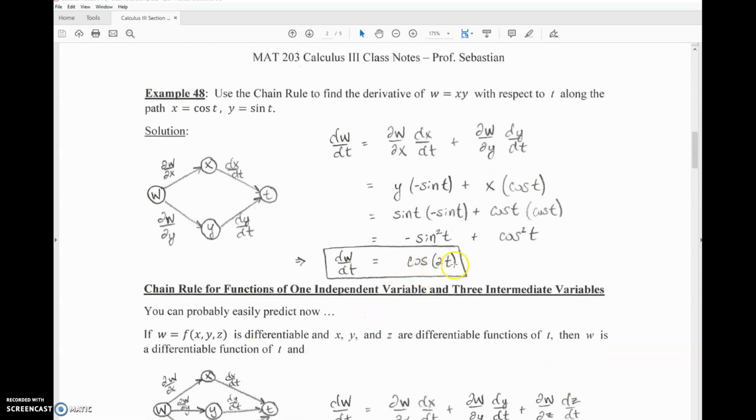Right? Cosine of t plus t is cosine t cosine t minus sine t sine t. So that's where this comes from.